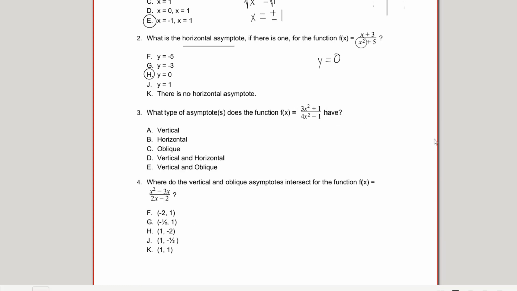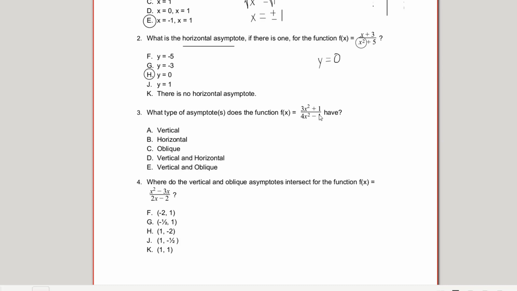Number 3 says, what type of asymptotes does the function f of x equals 3x squared plus 1 divided by 4x squared minus 1 have? So you've already in the first two questions had to find a vertical asymptote in number 1, a horizontal asymptote in number 2, and then we have this type of question we might see where they just ask what type of asymptotes exist. And there are some features of functions that we can look for to know that.